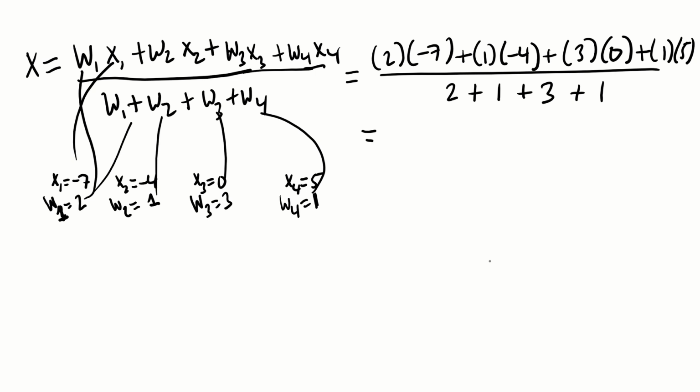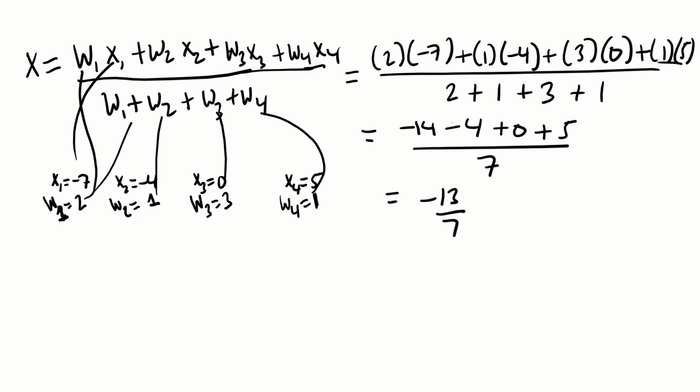All right, we're doing the math here. So we got negative 14 minus 4. 1 times negative 4. 3 times 0 is 0. 1 times 5 is 5. Then we've got to add this up. 2 plus 1 plus 3 plus 1. That's 7. So we got negative 14 minus 4 plus 5. That's negative 13. So I got negative 13 over 7. And that's my weighted average. That's going to be some kind of decimal.